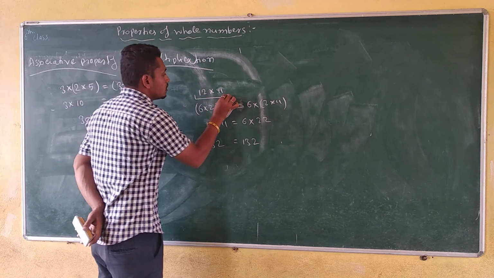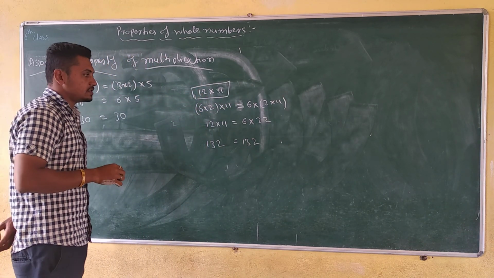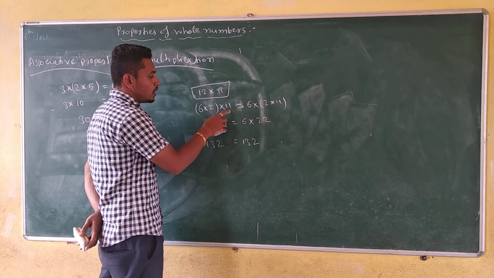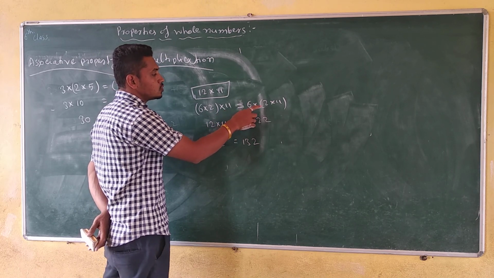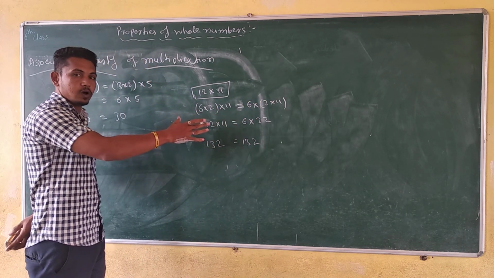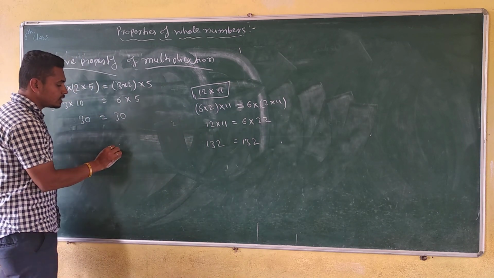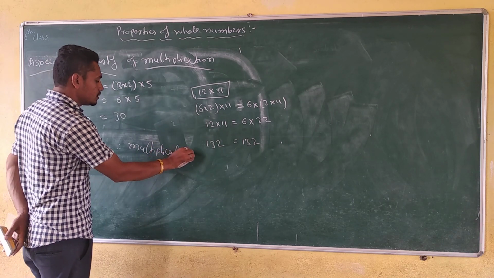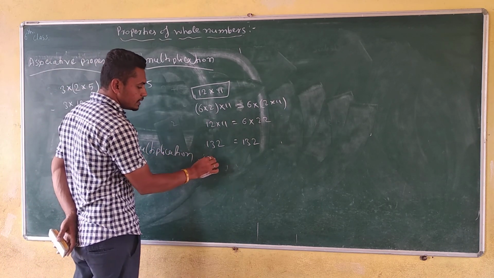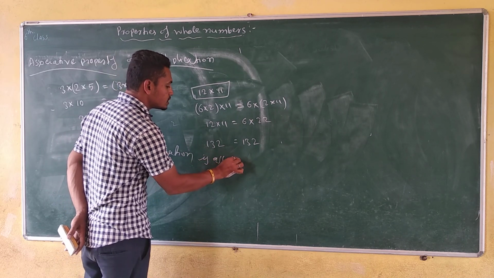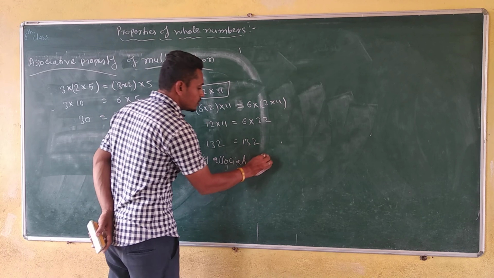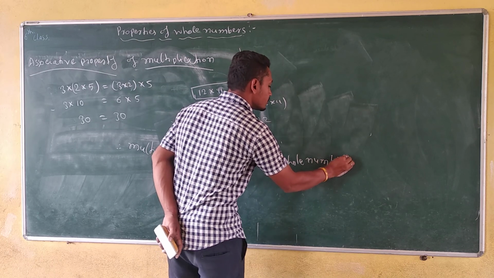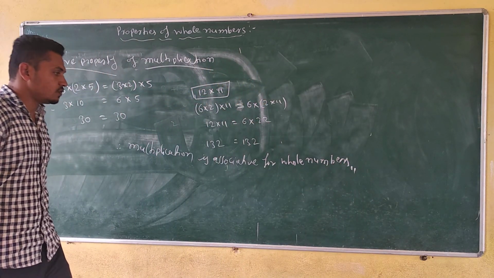So these are equal to each other. So 12 into 11 we can write as 6 into 2 into 11, or as 6 into 2 into 11 with the bracket on the other side. Both values are the same. So that's why we conclude that multiplication is associative for whole numbers. Okay, multiplication is associative for whole numbers.